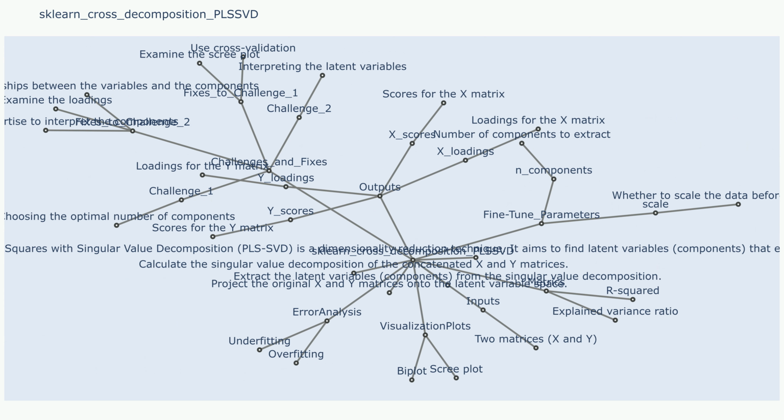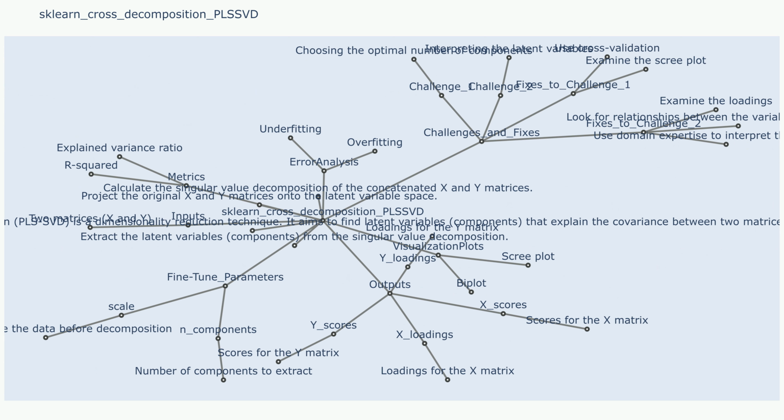Outputs: X scores, the scores of the X data projected onto the latent variables. This represents the variations of X explained by the model. N samples, N components. Y scores, the scores of the Y data projected onto the latent variables. This represents the variations of Y explained by the model.